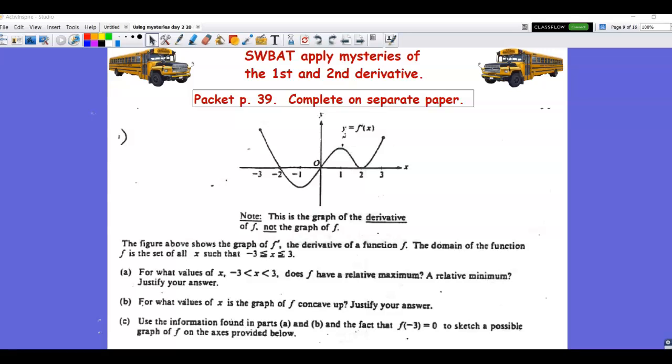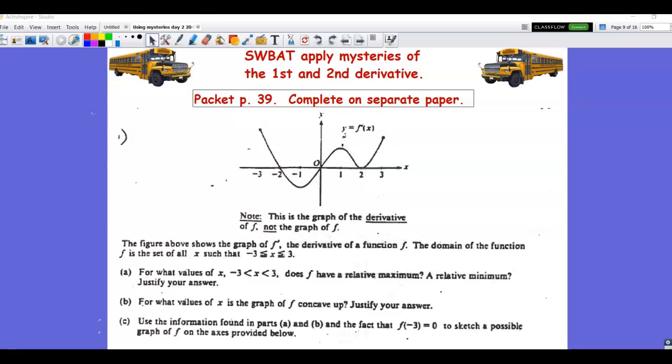So let's take a look at three of the homework assignments for Mysteries of the First and Second Derivative, and this is really to reinforce the All About Me sheet information into your brains. And so what you'll see in these three problems, we have three different scenarios.